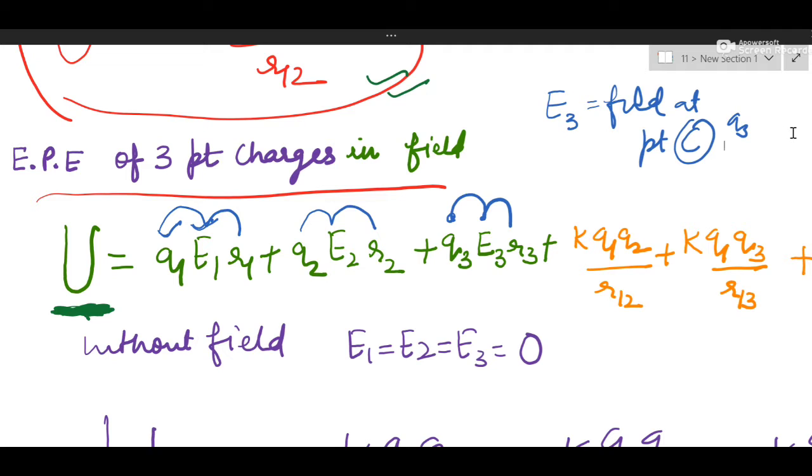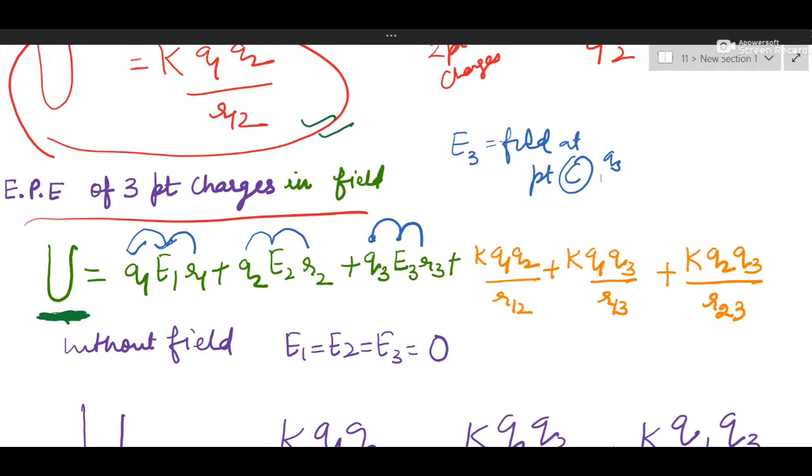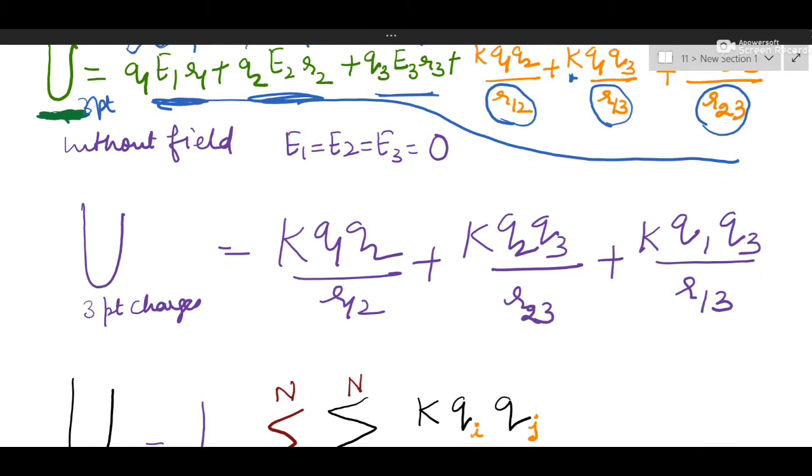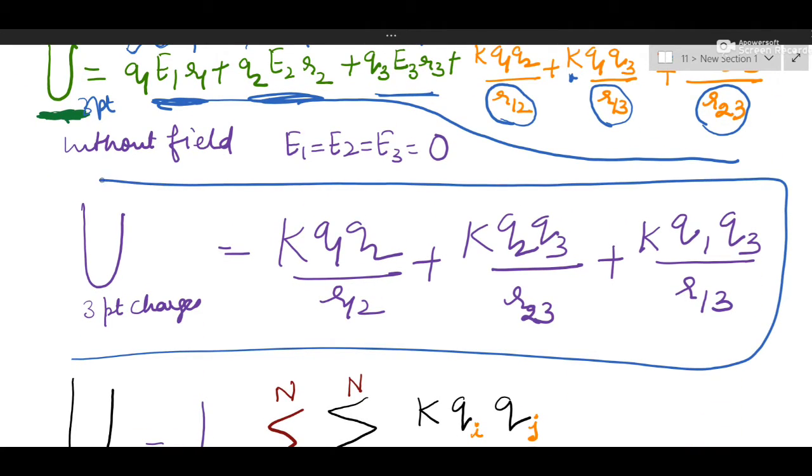Similarly, you'll have to write this. Now, electric potential energy due to charges' mutual interaction. Q1, Q2, so separation between 1 and 2. K is 1 by 4 pi epsilon naught. Q1 will interact with Q3, so mutual separation between 1 and 3. Q2 will interact with Q3, so mutual separation between 2 and 3. So this is the way you can write the general formula of 3-point charges in field. If it is without field, you can put E1 0, E2 0 and E3 0. So obviously, then it will come like this. And this is again an important formula.